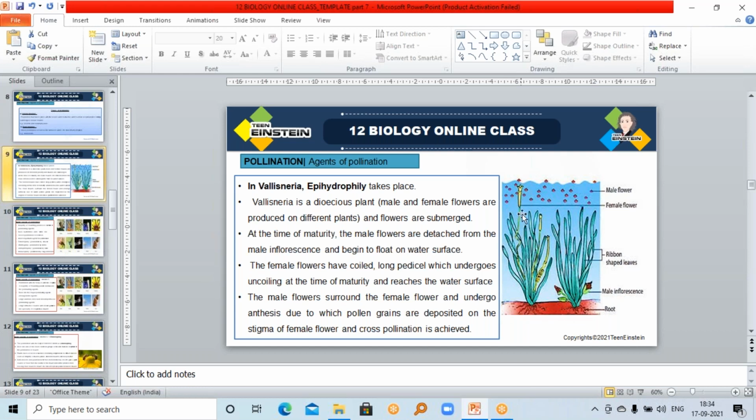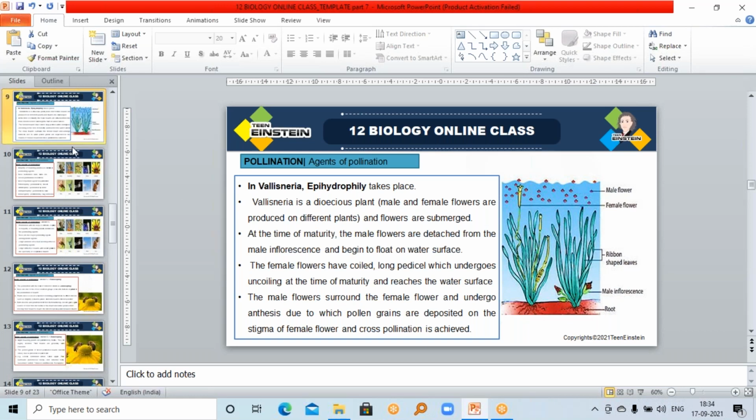You can see here now this flower is near the water surface, and here so many released or detached male flowers are there. These flowers will undergo anthesis. This anthesis means release of pollen grains, due to which these pollen grains are deposited on the stigmatic surface of the female flower, and cross pollination is achieved in the Vallisneria plant. Got it? Is it clear? This is very important, the cross pollination in Vallisneria.